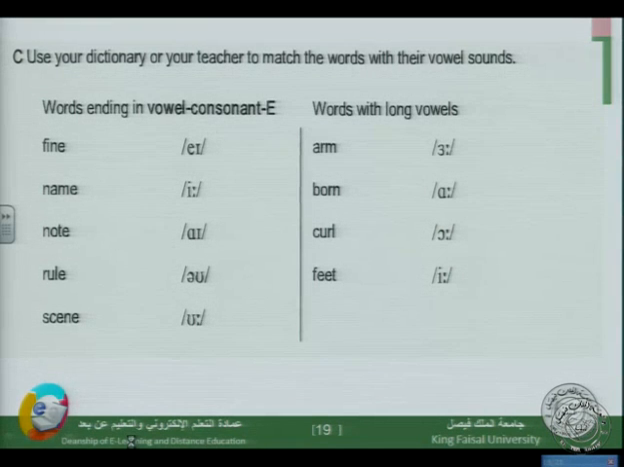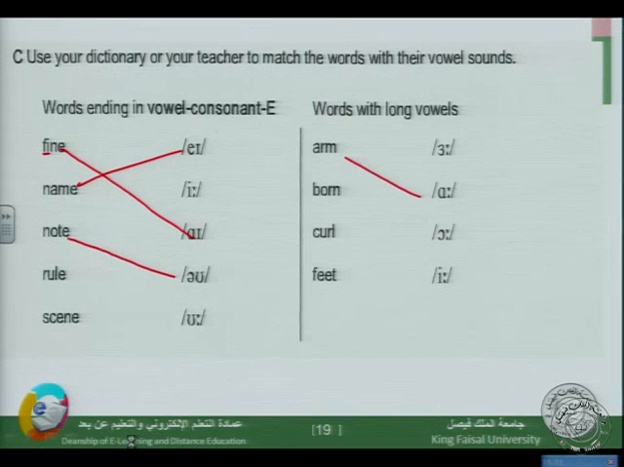Here we have some words ending in a vowel consonant E. Fine, the vowel sound that represents the sound I. Fine. Name. Note. Not "not", no, note. Arm. Born. And try to do this one, and this one, and this one by yourself.